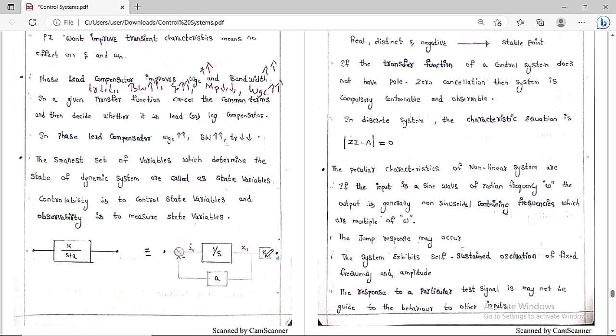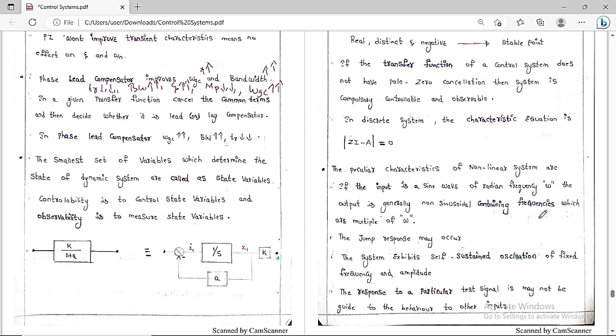This is a scalar multiple k. If this is a negative feedback, with G(s) equal to 1/s and H(s) equal to a, then we get G(s) by 1 plus G(s)H(s). Simplifying and multiplying by k, we get k by s plus a. So this block diagram, a negative feedback, can be written like this: 1/s, a, and k.